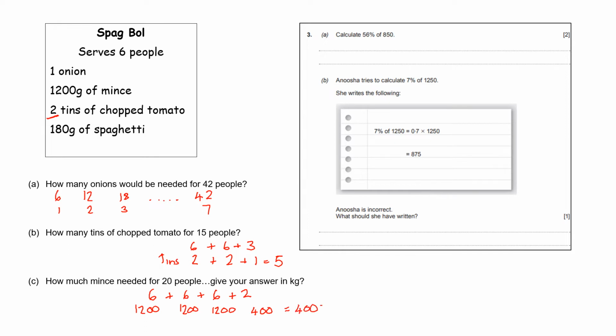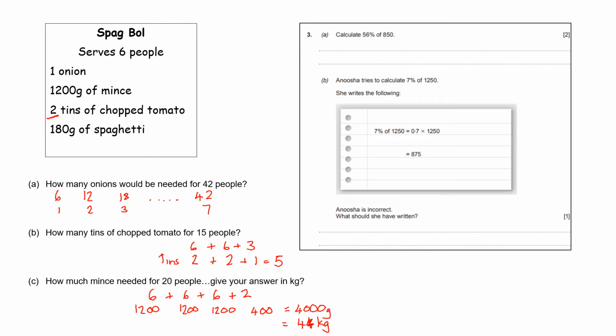What I didn't spot, but I have now, is give your answer in kilograms. 4,000 grams, so 4, oh, that's meant to be a kg, 4 kilograms. Okay, so I've divided that by 1,000. Just be careful. If it was something like 4,100 or 4,200 or whatever, it would be 4.1 kilograms or 4.2 kilograms, etc. Okay, now we have got a calculator.